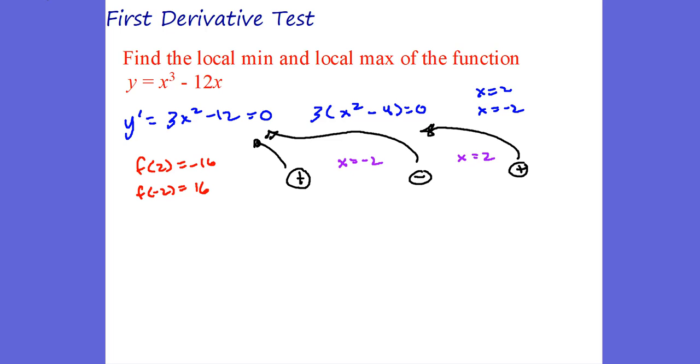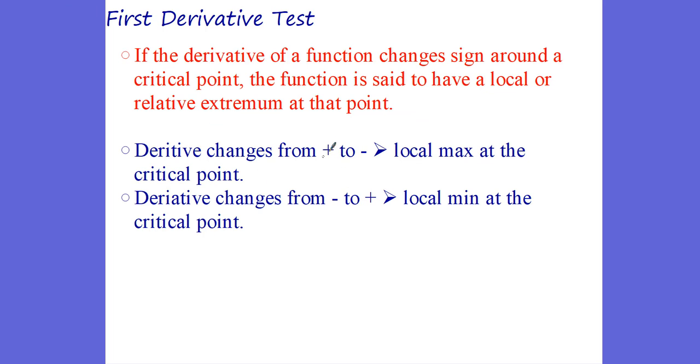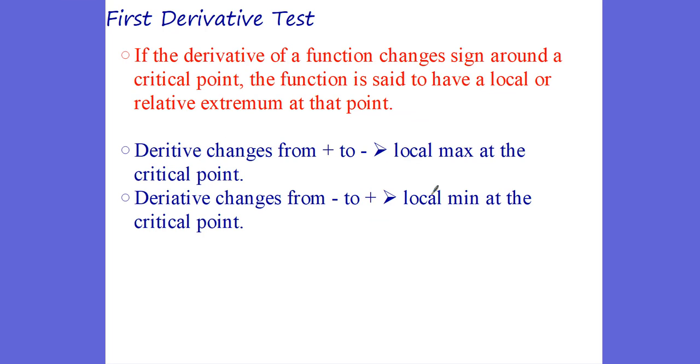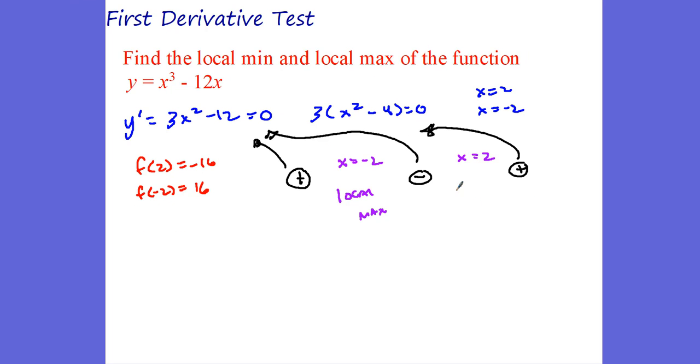So what does that mean? If we come back here, if we're changing from positive to negative, that's a local maximum. So that means at x is equal to negative 2, we call that a local maximum. If we go from negative to positive, we call that a local minimum. So this is a local minimum.